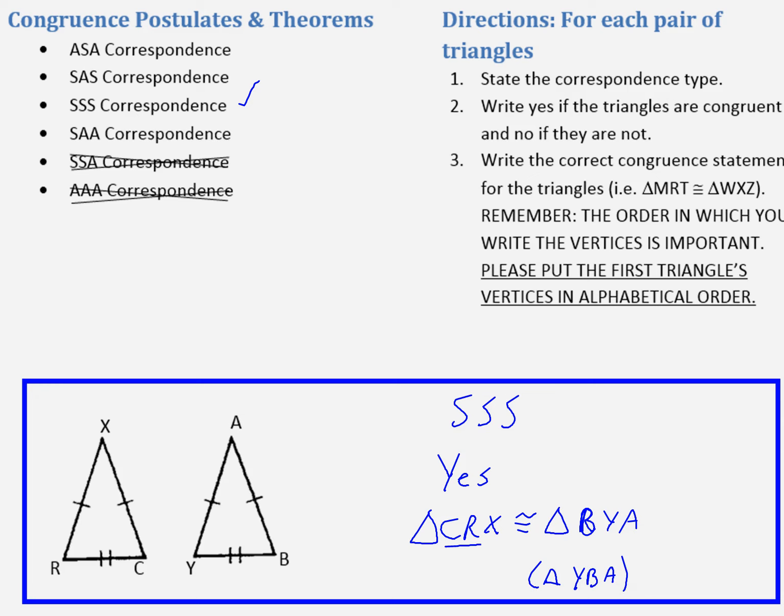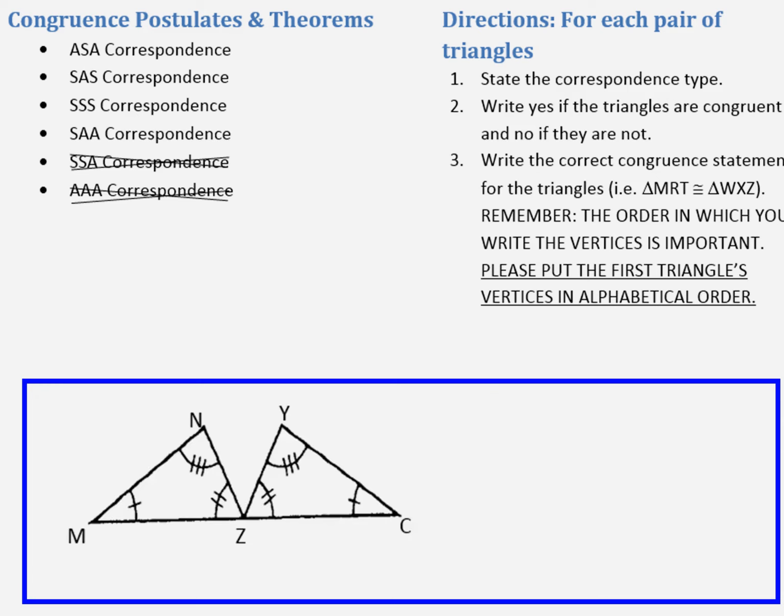And so we have another one here. We see that the three angles of one are congruent to three angles of the other. Angle, angle, angle. That is not a way to prove triangles are congruent, so we're going to have to put no there. And obviously, since they're not congruent, we won't write a congruent statement.